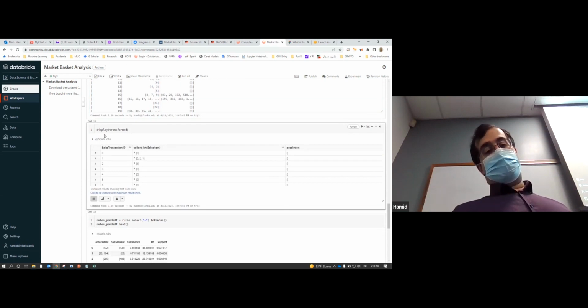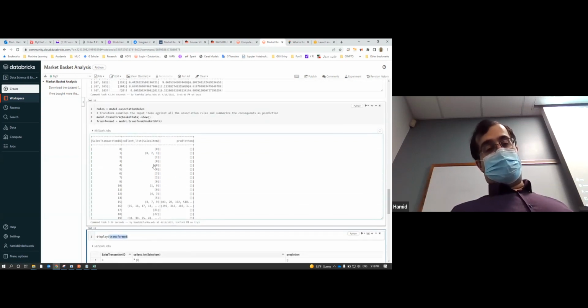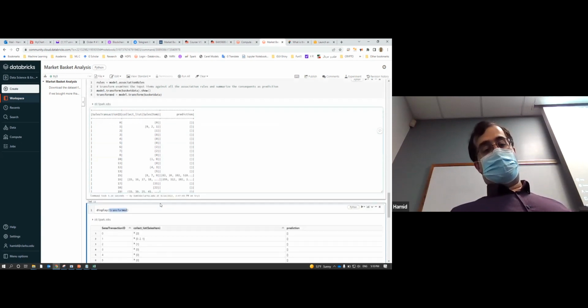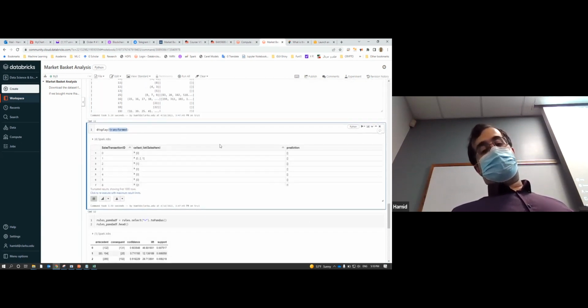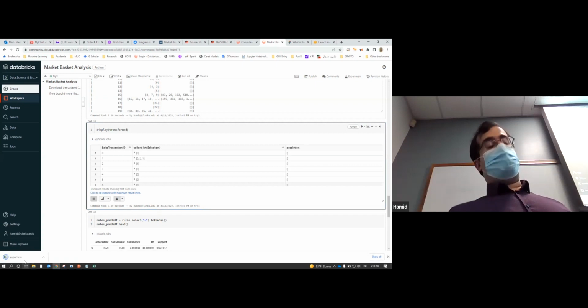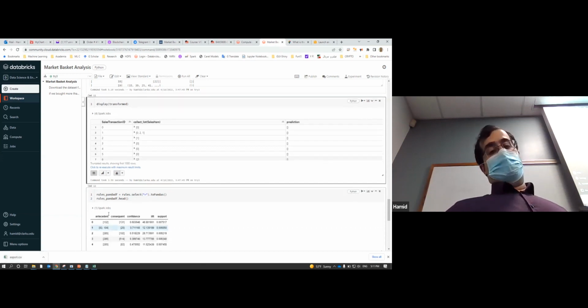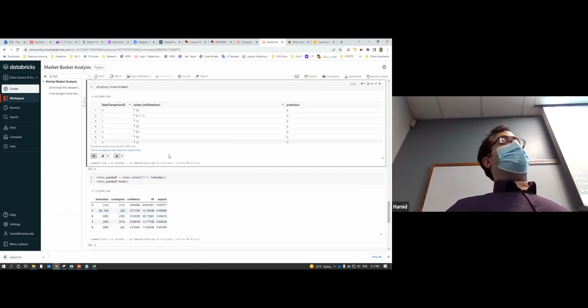Looking at display, there's a command of display. This is transformed. If you look at transform, it's basically my predictions table. With the display function, you see a neat table. At the bottom, there is a download button. Just click on it, and you can download your files, your results. So this is enough for the individual project.